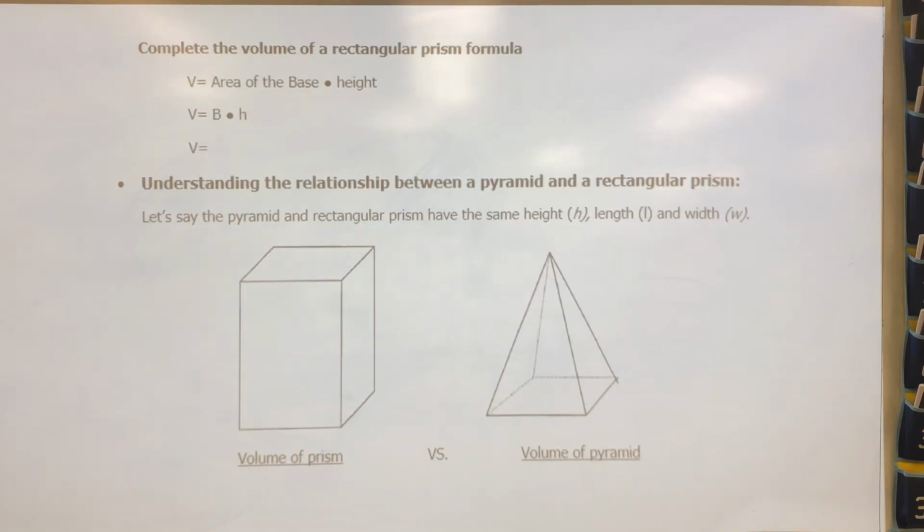We also want to make the same comparisons for prisms and a pyramid that has the same height, length, and width of the bases, so the same base dimensions and the same height. Again, the pyramid dimensions are the same. So how does that compare? Again, the volume of a prism is the area of the base times the height. And the volume of a pyramid is area of the base times the height divided by 3.